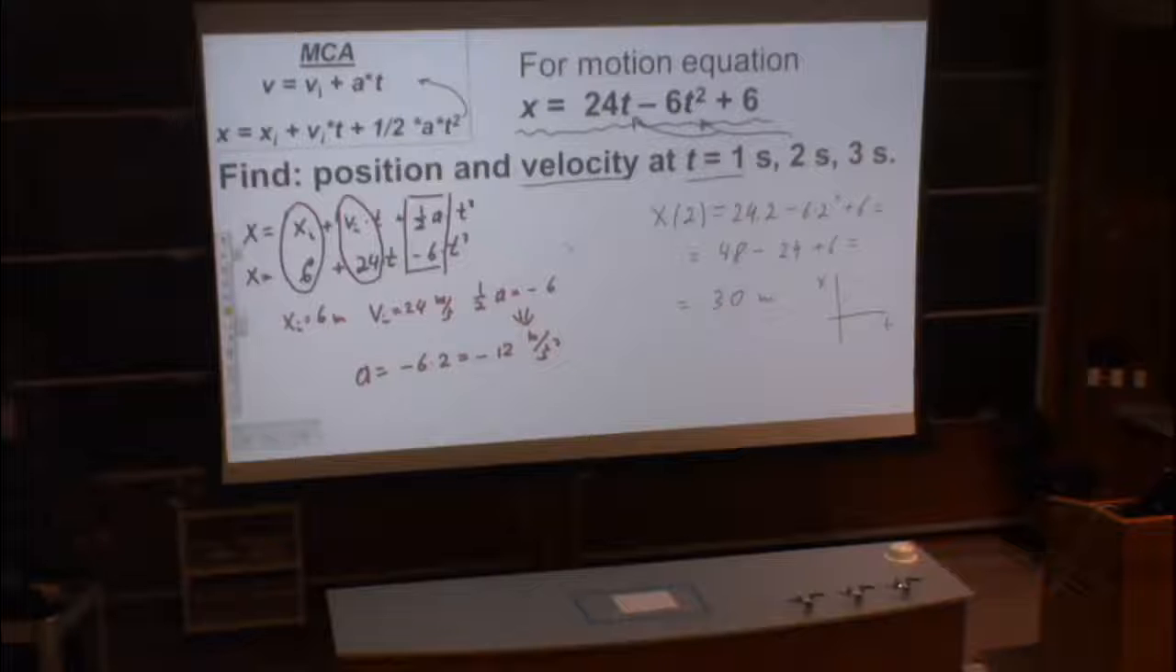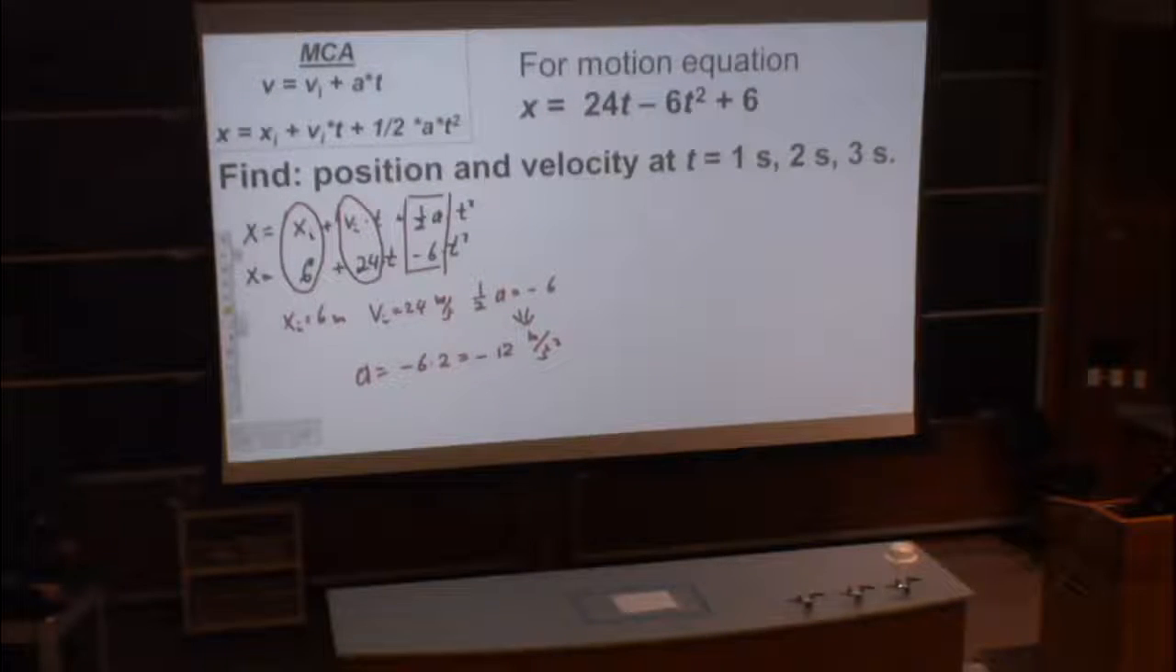For the quadratic motion equation, the velocity equation is linear. And the numbers now are known, 24 plus, well, this is plus, but the acceleration is actually negative, times time. Time is an independent variable in this equation. V is the dependent variable. And of course, we can write an equation: 24 minus 12 times t.